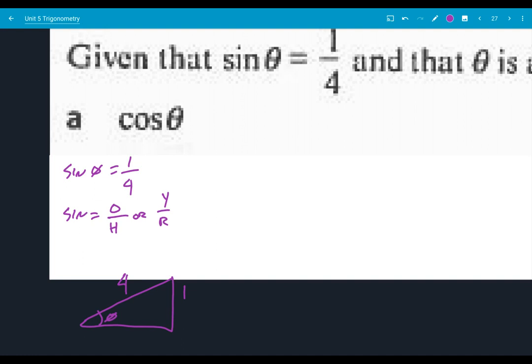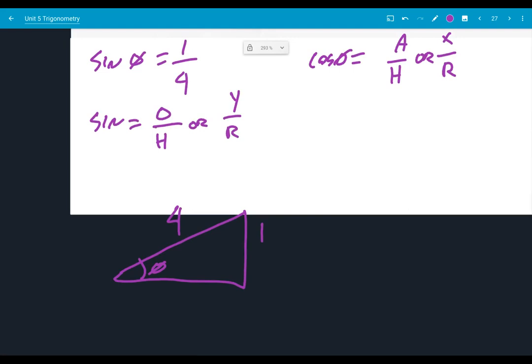Now I need to figure out cosine. So cosine of theta is adjacent over hypotenuse, or x over r. Well, I know what r is already. It's 4, but I have to figure out this missing side. Well, I know that's a right triangle, so 4 squared equals 1 squared plus x squared. We can use the Pythagorean theorem. So this is 16 minus 1 equals x squared. So x is equal to the square root of 15.